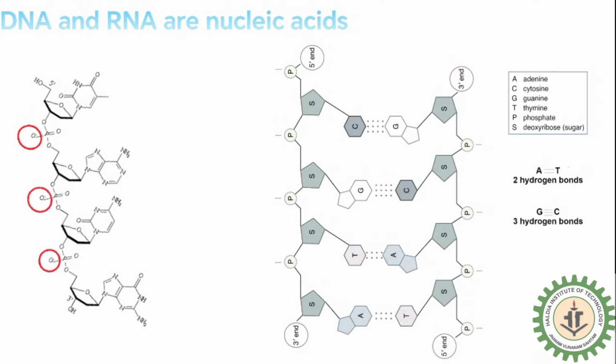Here in this image, you can see that two hydrogen bonds can be formed between adenine and thymine, and three hydrogen bonds can be formed between guanine and cytosine. Therefore, as a rule, when the DNA double helix is made, adenine always pairs with thymine and guanine always pairs with cytosine.